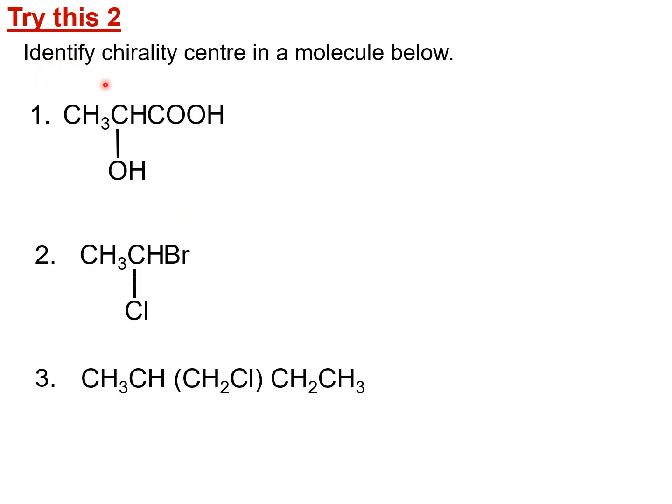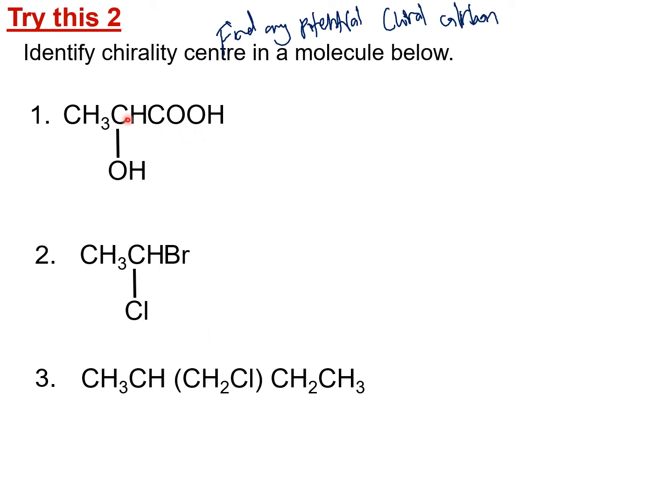Just look at, identify chirality center in the molecule below. So as you can see here, macam mana you nak determine the chiral center? So what you need to do is you need to find any potential chiral carbon. Okay, so macam mana nak cari potential chiral carbon kalau if it is not a cyclic compound?